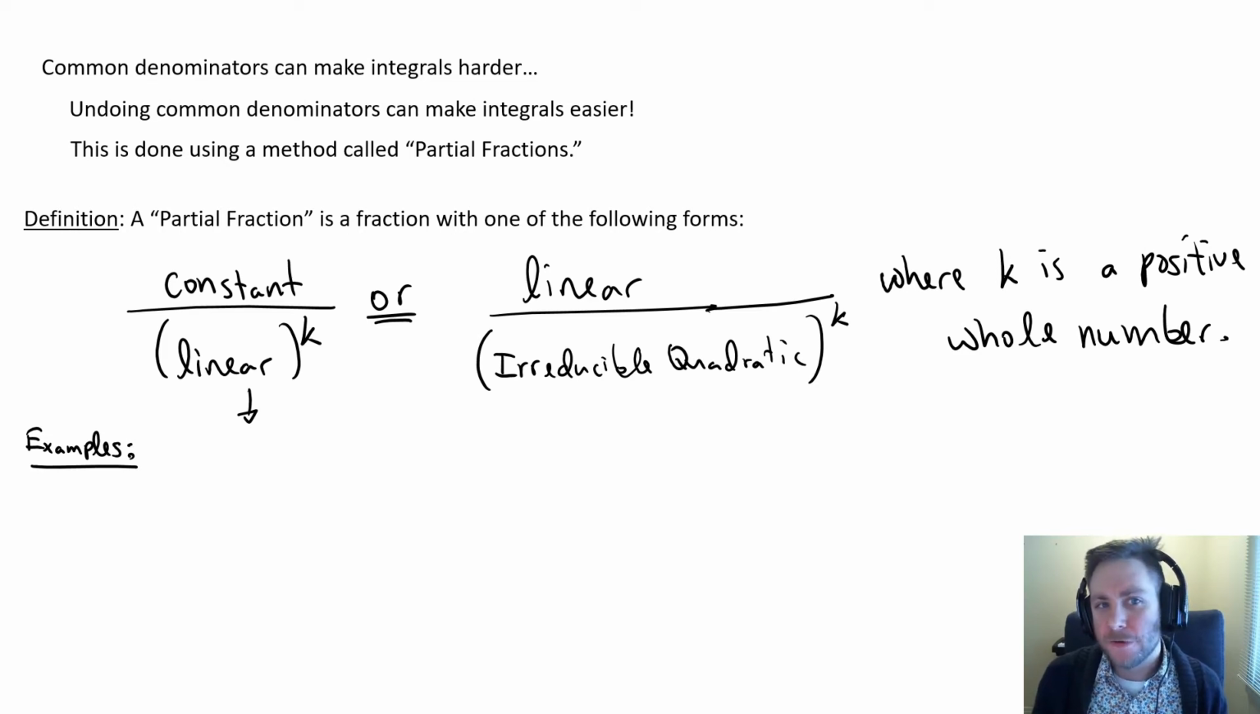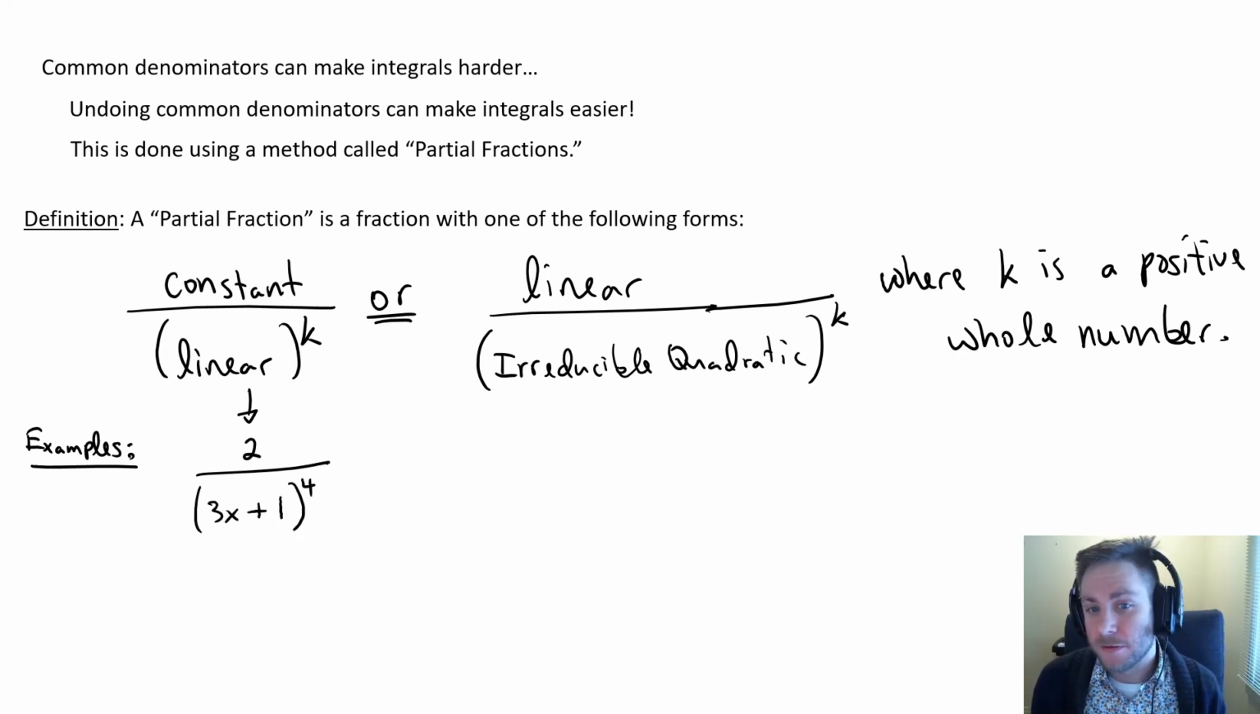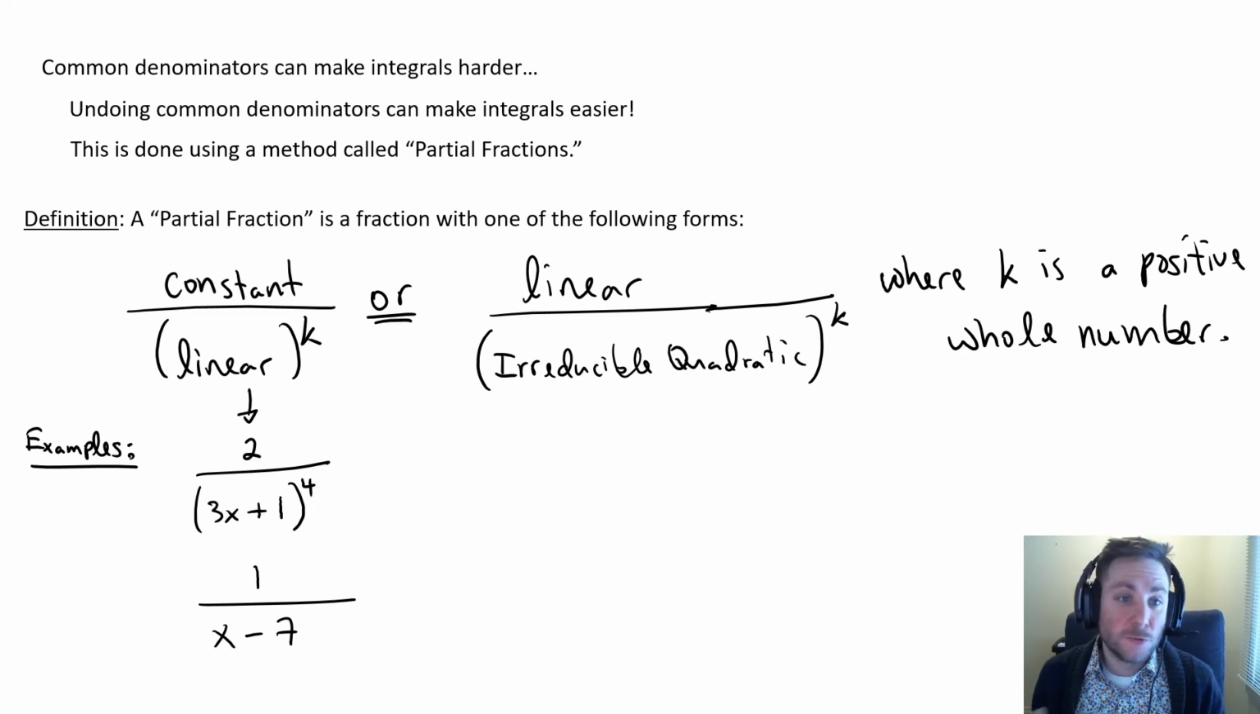Remember that a linear function is something of the form mx plus b, and so this fraction would be an example of something matching this form of constant over linear to the power of k, where in this case k is 4. Here's another example, although considering the way this is written, you might wonder if this really matches the definition, since it seems like there's no power here. But there's technically an exponent of 1 even when we don't write it down, so this does still count as a partial fraction where k is equal to 1.